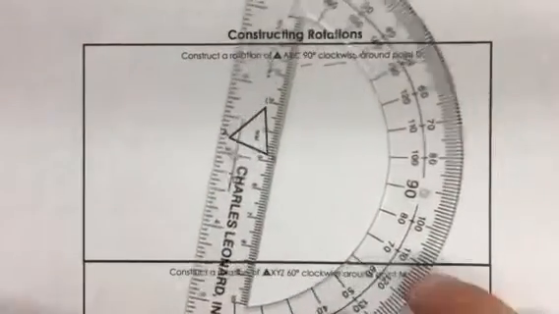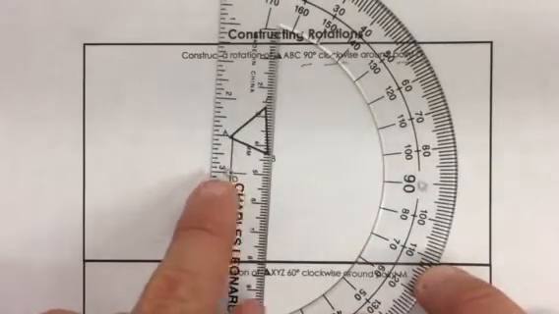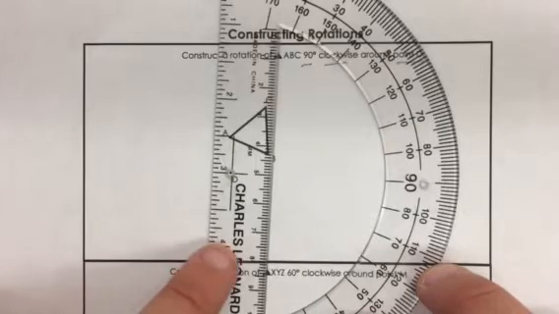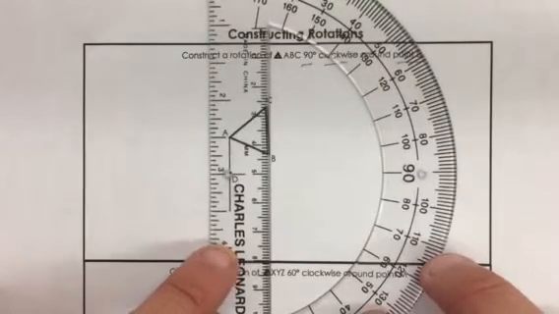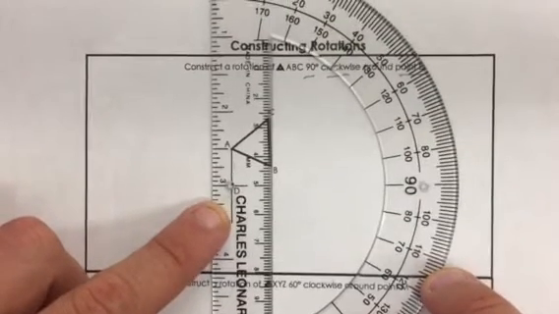All right, and what you're going to do is this. You're going to put this little target right here. You see this? That little dot right in the middle on your center of rotation, which is point D. And you're gonna line this line up with A. See how it's lined up? That means it's at 0 degrees.